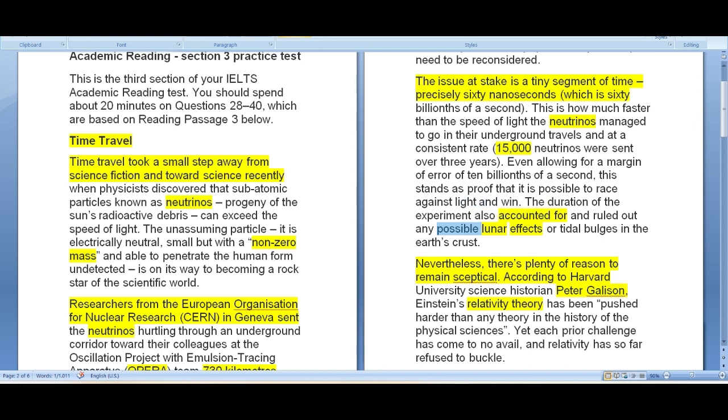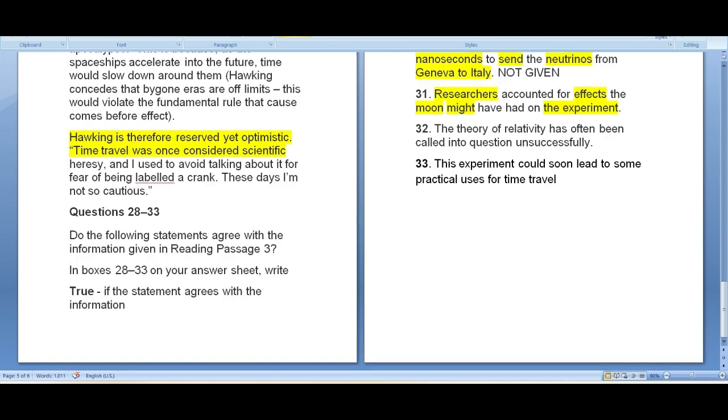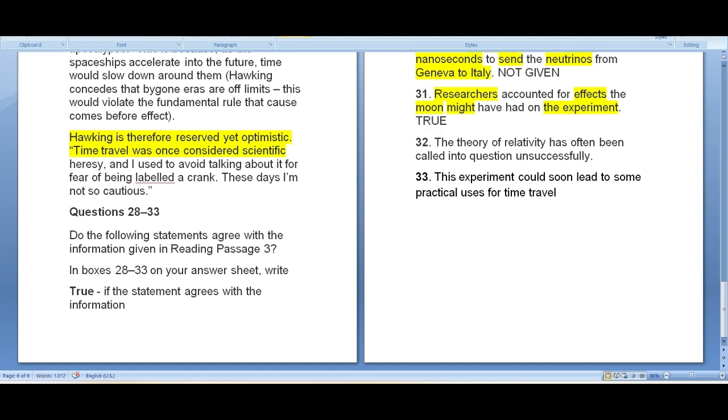So probably we have an answer here. No effects of the moon. So researchers accounted for effects the moon might have had on the experiment. They did that. They actually did. They came to the conclusion that the moon has no impact whatsoever. But we don't care about that right now because up until this point, this statement is definitely true. I hope you agree with me. If you're still with me, because trust me, I'm showing you the whole logic behind this text right now, okay?